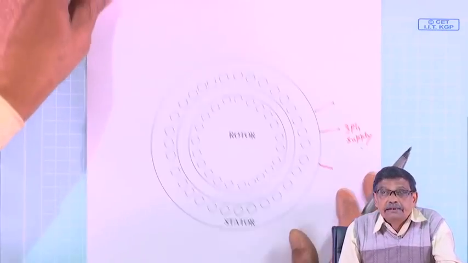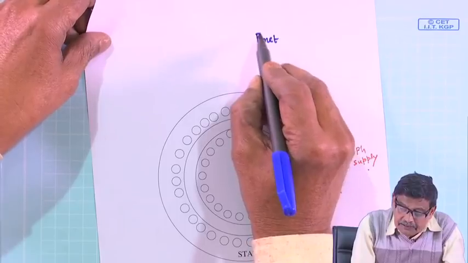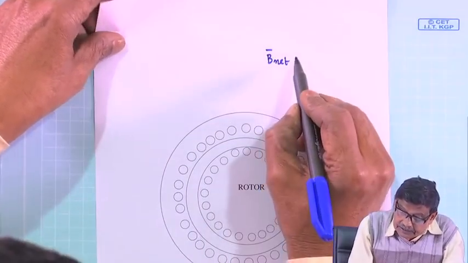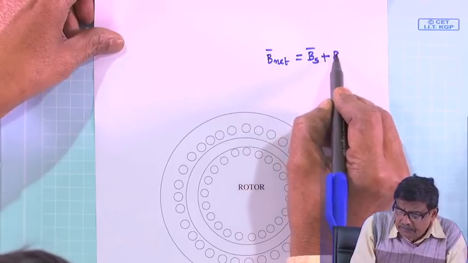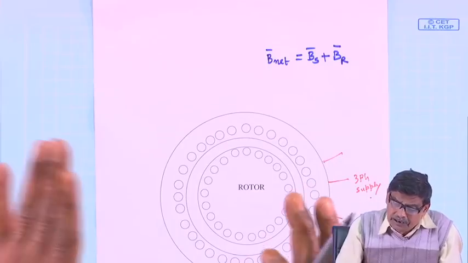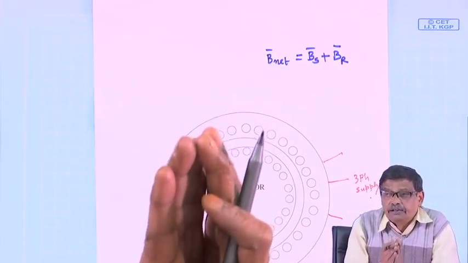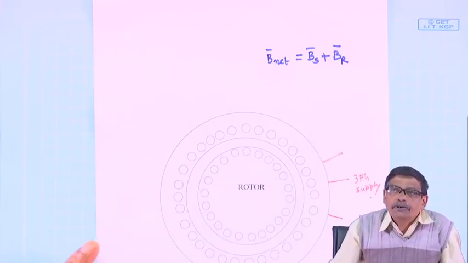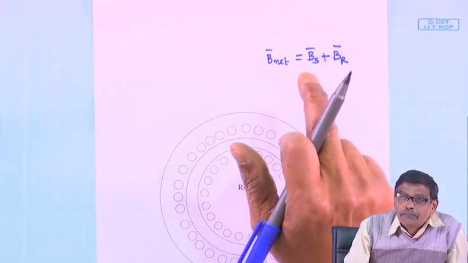B net, which is equal to whatever will be the stator field and rotor field. I am not bothered, but I know this much, BS and BR, if they are added, there will be a net field, and that too will be moving with synchronous speed. So, we start our discussion from B net.